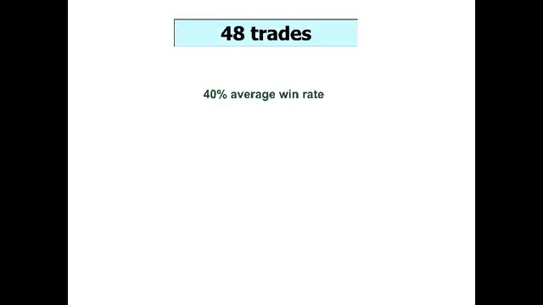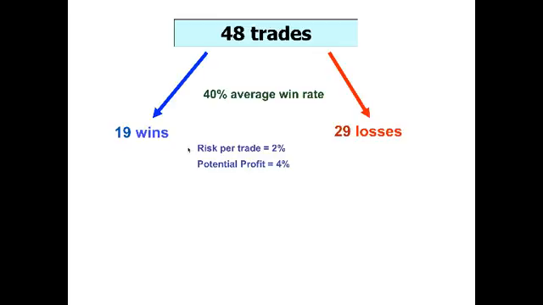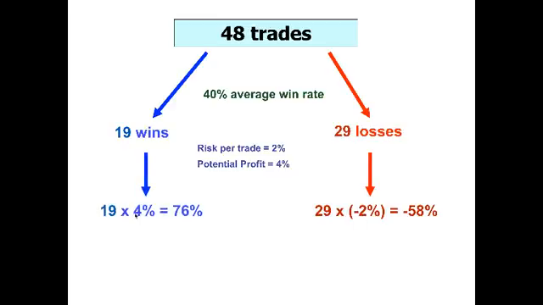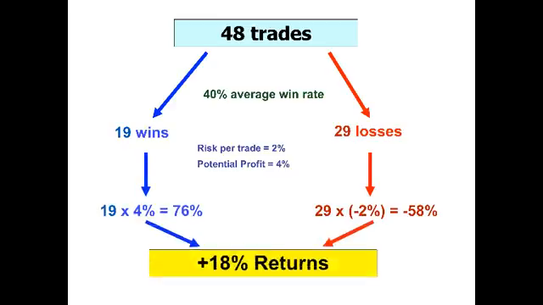Now, what if you really suck? Or you got a string of bad luck, and you didn't follow the rules well, and you're only right 40% of the time? So in other words, again, out of 10 investments, you're wrong 6 out of 10. So you get 19 wins and 29 losses in a year. But guess what? Because you only lose 2% and because you make 4% on a win, you still make a profit of 18% a year. So even if you suck, even if you're right only 40%, you're still making 18% return a year.